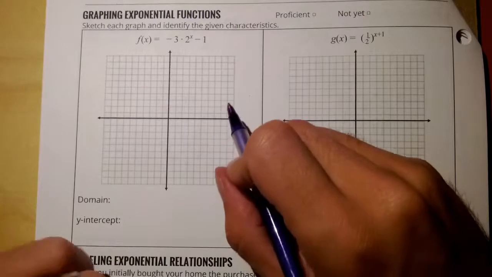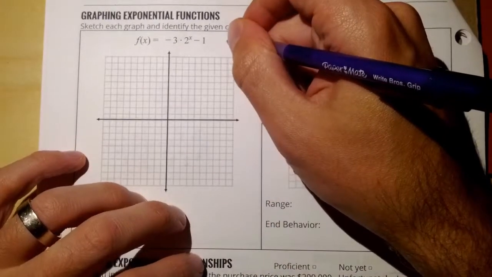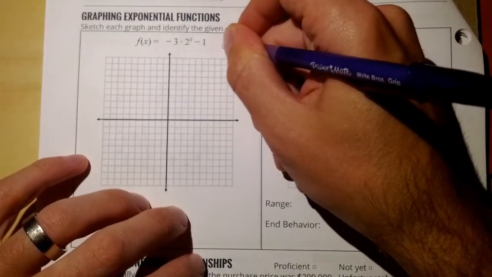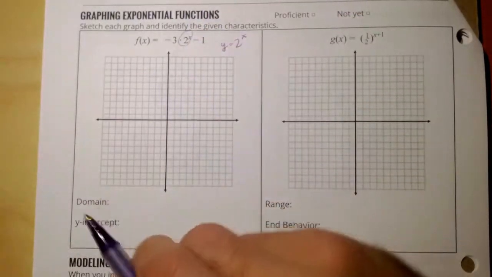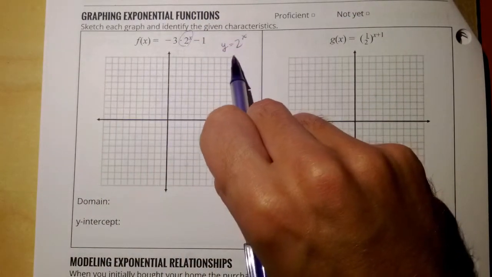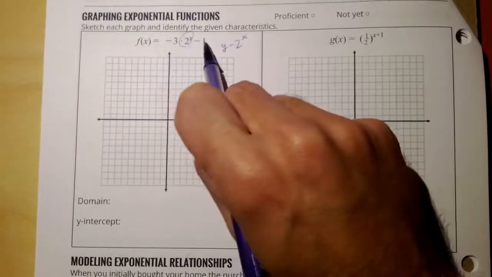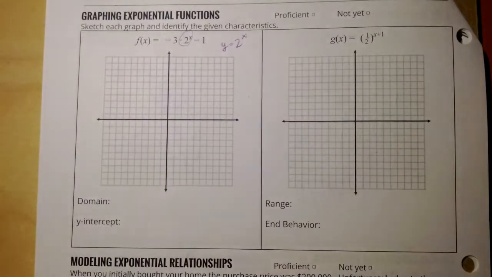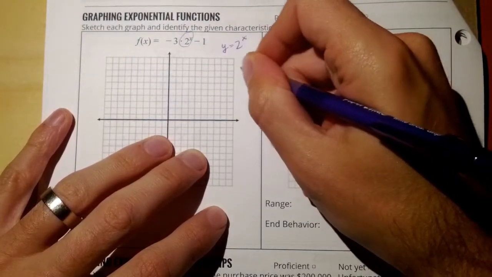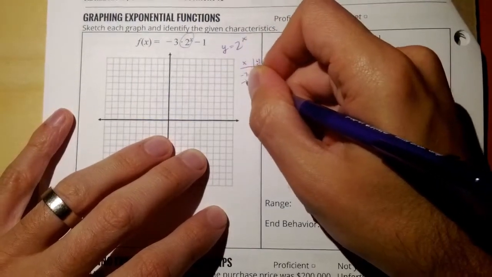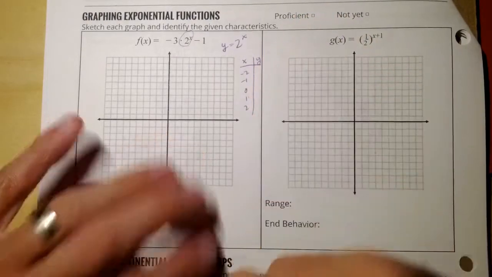Okay. First thing I'm going to do is identify the parent function, which here I see as y is equal to 2 to the x. And then once I have the graph of this, I'm going to grab these transformations to get my final graph f. For that, I'll make a short table of the parent function for the values right around 0.